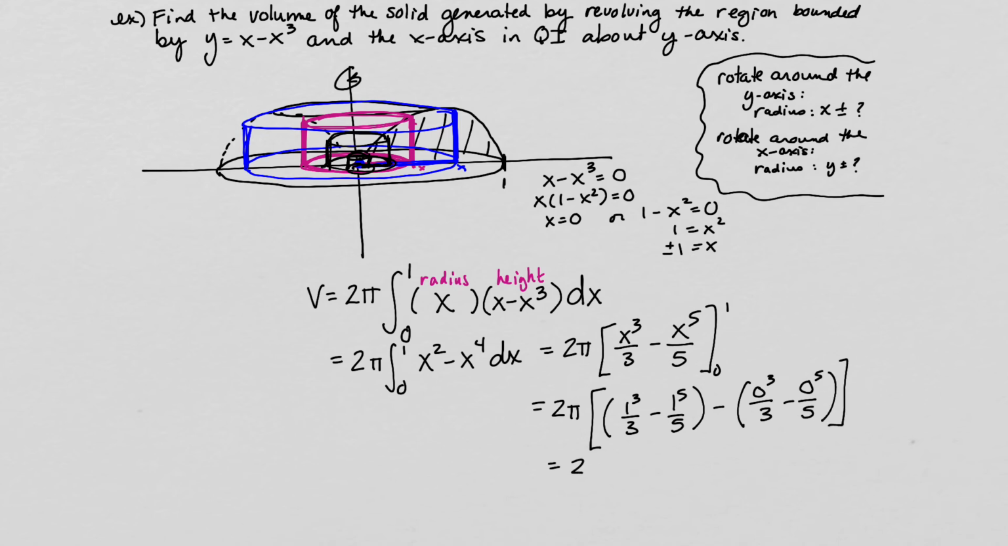So we end up with 2 pi times 1/3 minus 1/5, or 2 pi times 2 over 15, so 4 pi over 15. Questions?